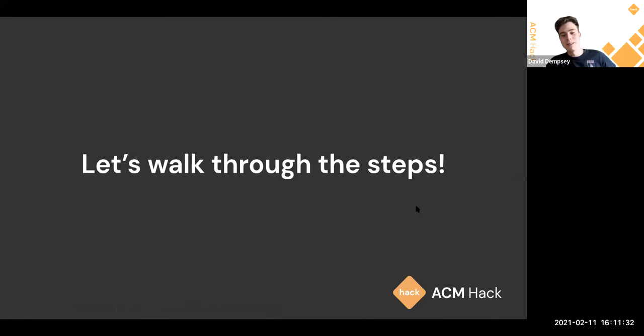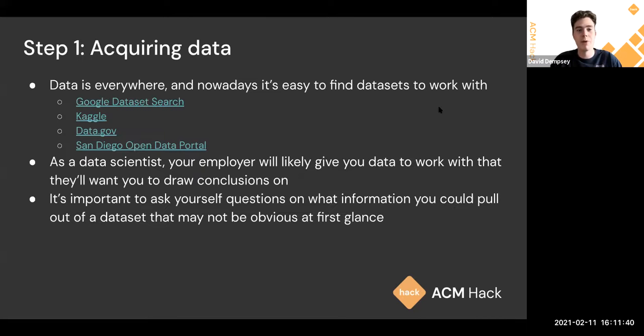All right, so for this workshop, basically what we're going to be doing is going through the process of those steps on a data set. To start off with, we're going to go through step 1. So that would be acquiring the data. So data is everywhere. You can get data from a lot of different sources. I listed a few of them here.